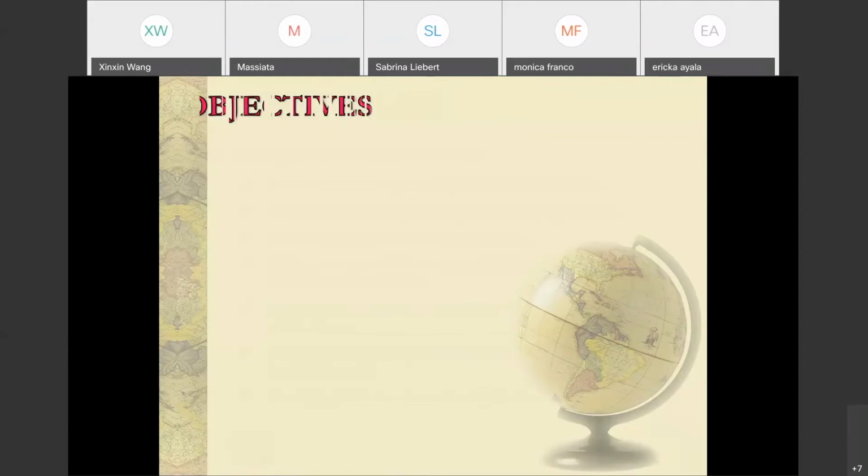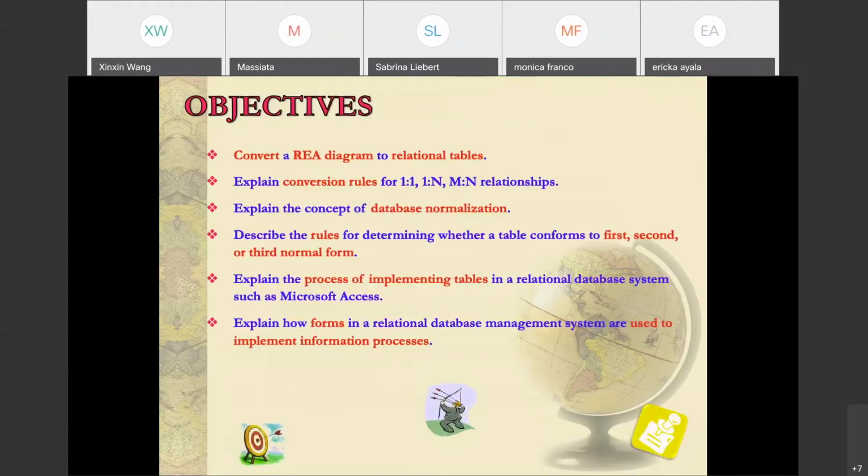So today's class, we will learn some new concepts. First, we will learn how to convert ERA diagram into relational tables, which is what we learned previously from chapter 2 and 6, right? We're using Access and we are based on the relational tables, right? Then we explain the conversion rules, which is a very important part of this lecture as well.